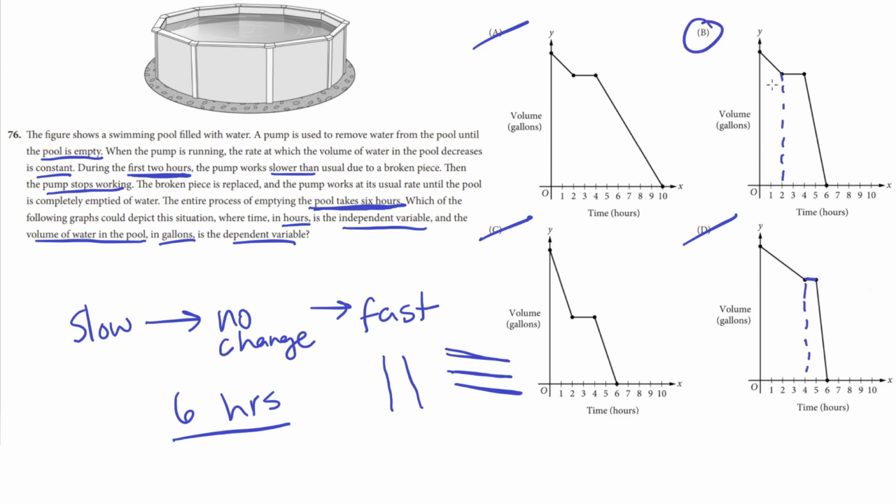So B is correct because it tells us that the volume was going down for 2 hours, the pump was working, meaning the gallons were being removed from the swimming pool, before the piece had to be replaced.